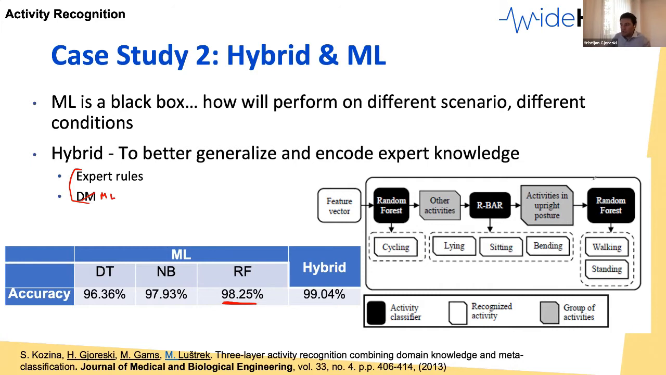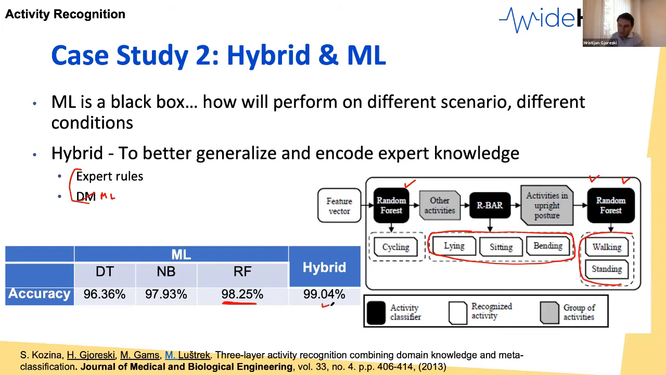And this is the architecture that we created. It was two random forest algorithms. The first one recognized cycling and other. Then what we wanted to achieve was to create rules for the simple, non-dynamic activities. When you're lying, you're still. When you're sitting, you're still. When you're bending, you're also kind of still. So we described these features using some angles in the acceleration. And then at the end, we had walking and standing.